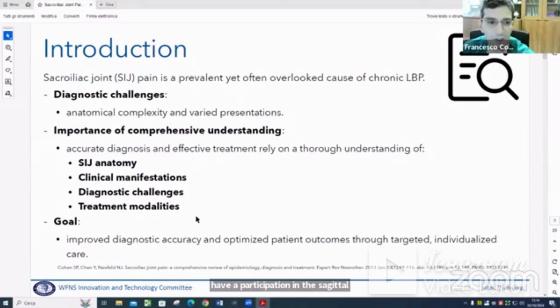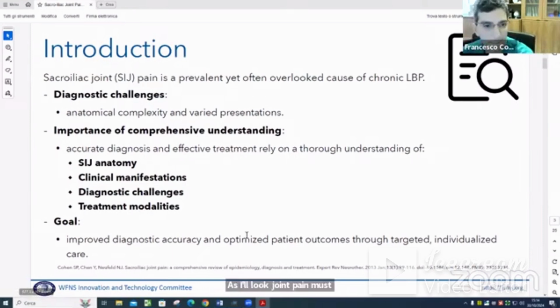So in this presentation, we will see some key points from the anatomy, the clinical manifestation, and what are the diagnostic challenges, in order to try to understand when a sacroiliac joint pain must be considered and what the treatment modalities are.